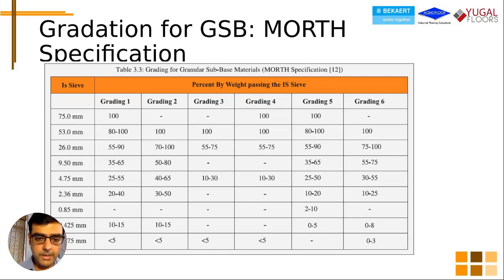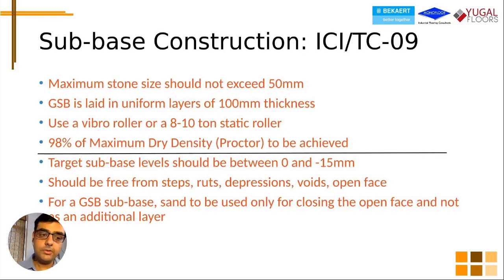Now the guidelines that the code, TC09, gives regarding how you should be handling your sub base should come up anytime now on the screen. All right, so the maximum stone size should not exceed 50 mm. The GSB should be compacted in layers of 100 mm thickness. You can use a vibro roller or you can use a static roller. Again, the code specifies a maximum dry density of 98%.